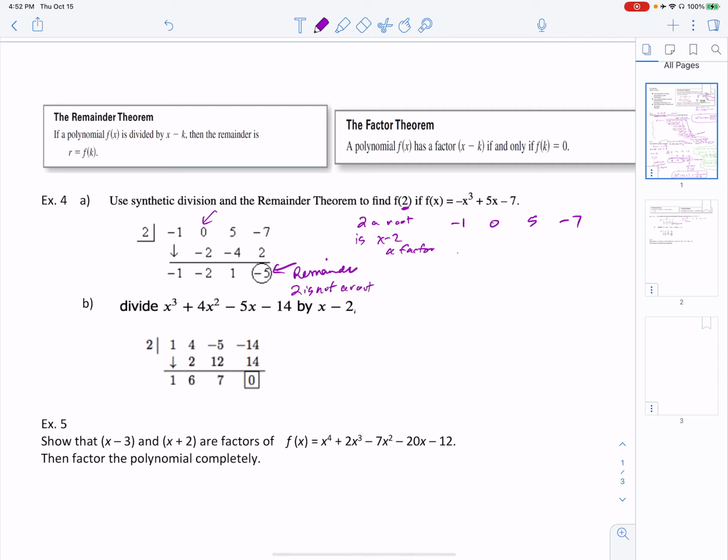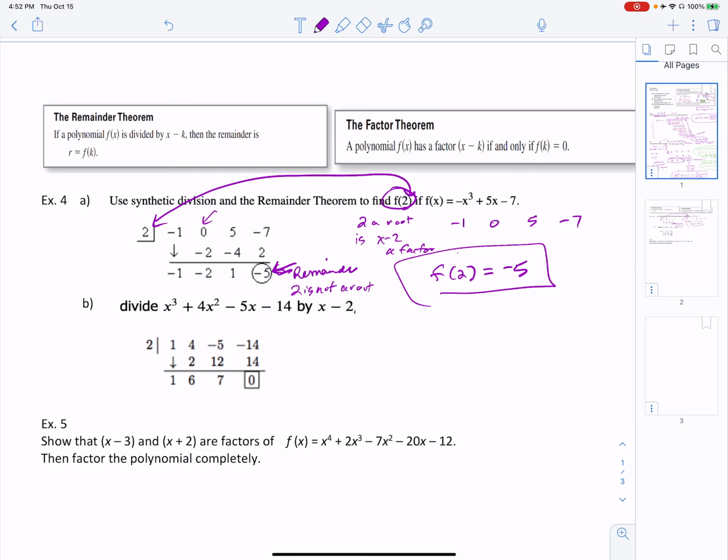And the value of the remainder is the value of this function. So the remainder theorem just says, if you do synthetic division, whatever you get here is the value of this. So f of 2 is negative 5. And notice that this is a positive 2 here, and this is a positive 2 there. So that remainder is that value. And that's using the remainder theorem.